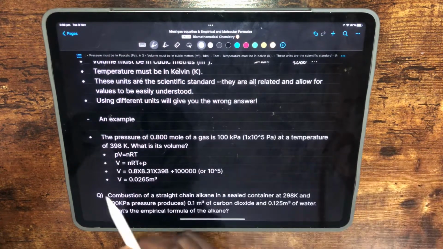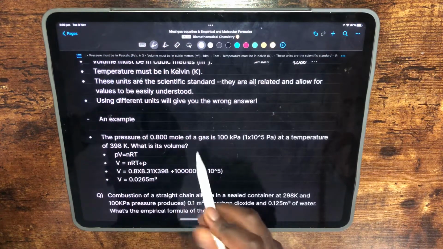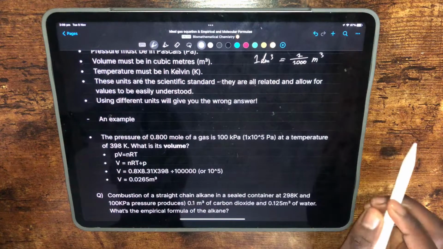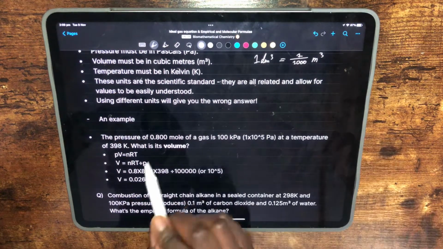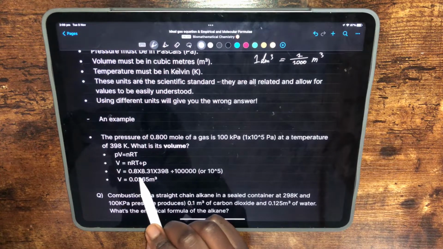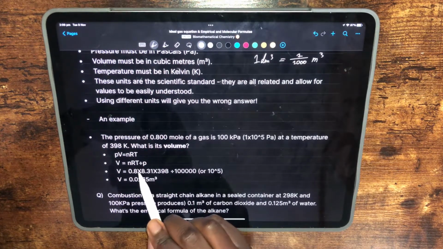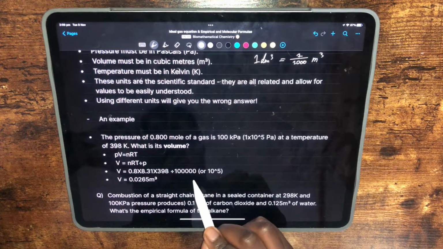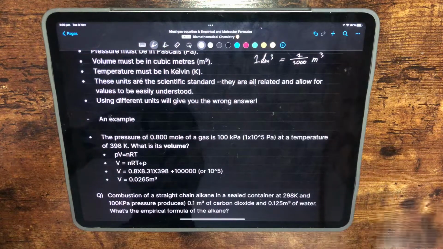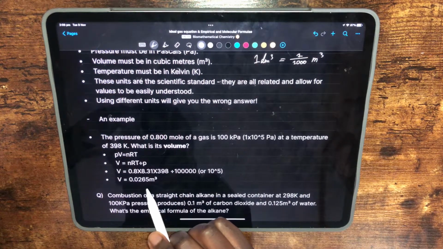So we always write out the equation, PV is equal to nRT. We rearrange the equation because we're trying to find the volume in this case. So that's equal to nRT over P. Our moles is 0.8, so 0.8 times our value for R, which is 8.31, times our temperature, which is 498 Kelvin, all over 100,000 pascals, or 10 to the power 5, same thing. And our volume is 0.0265 meters cubed.